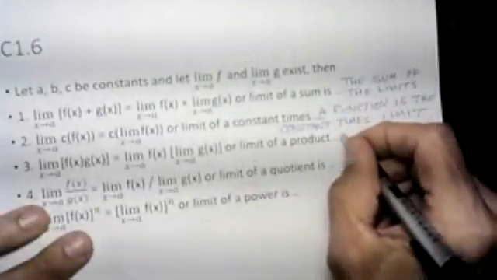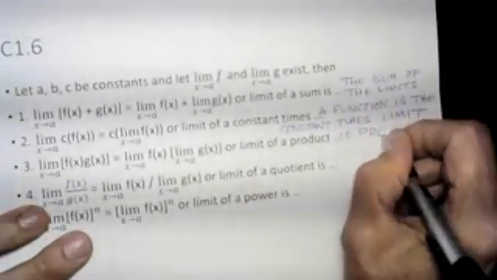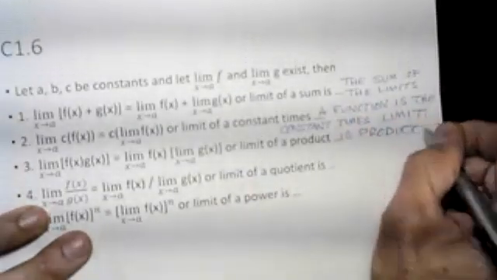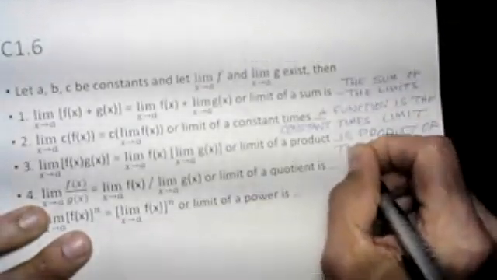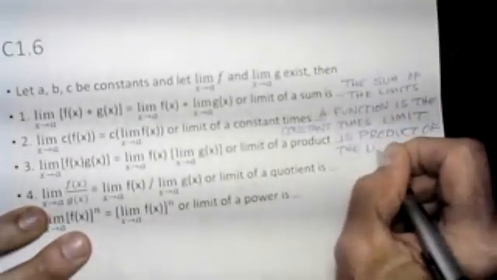So going back to our list of rules, the limit of a product is the product of the limits. Okay, pretty cool. Works out really nicely.